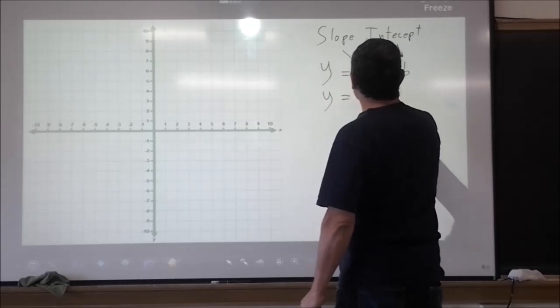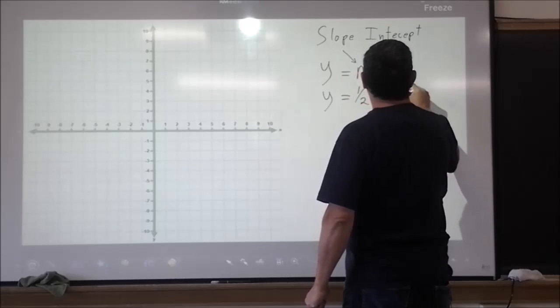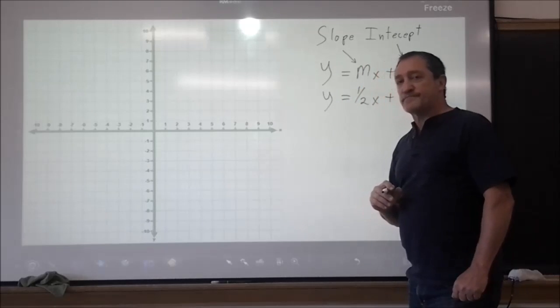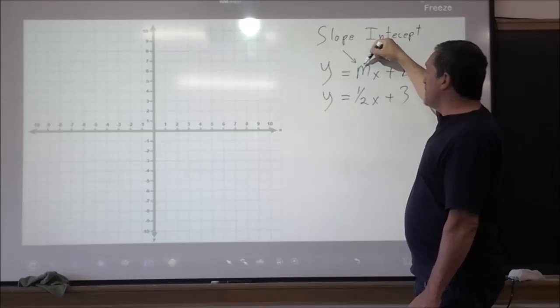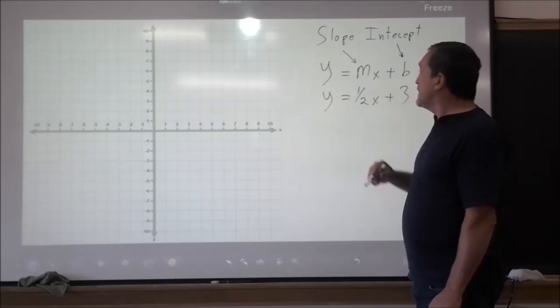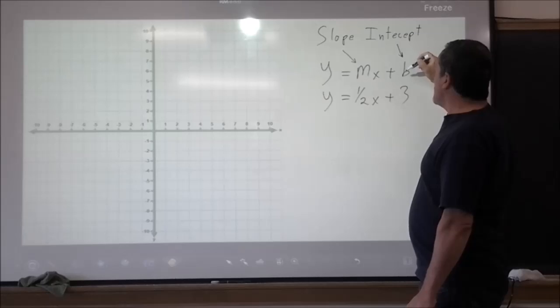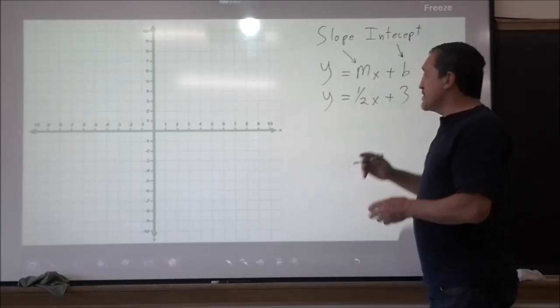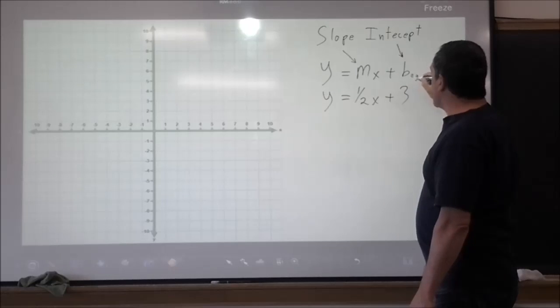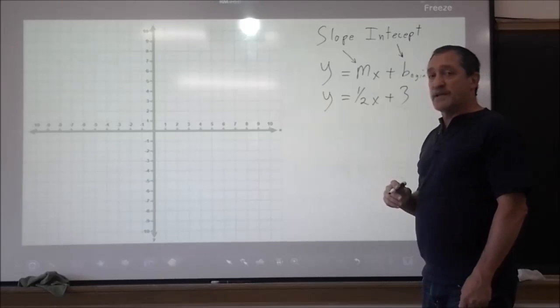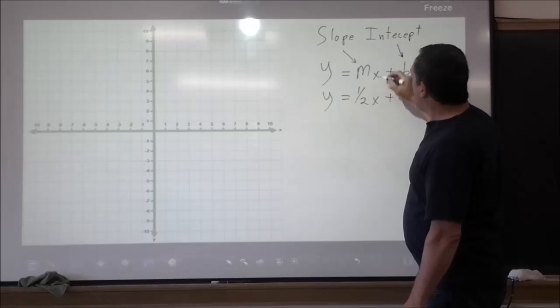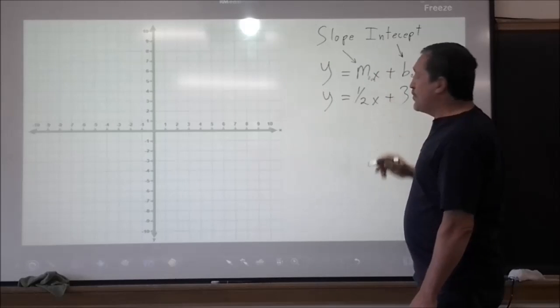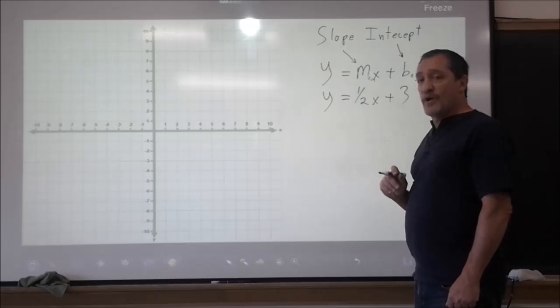y equals 1/2 x plus 3. Again, your slope is the m, your m is the 1/2. Your intercept is the b, your b is the 3. I'm going to use a little bit of word association here and say we're going to begin with the b, and in this case, the 3. And we're going to move with the slope, and in this case, 1/2.